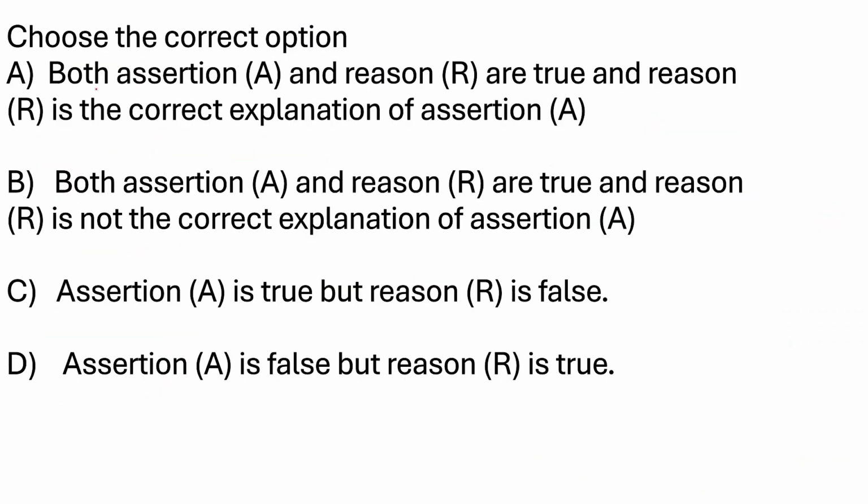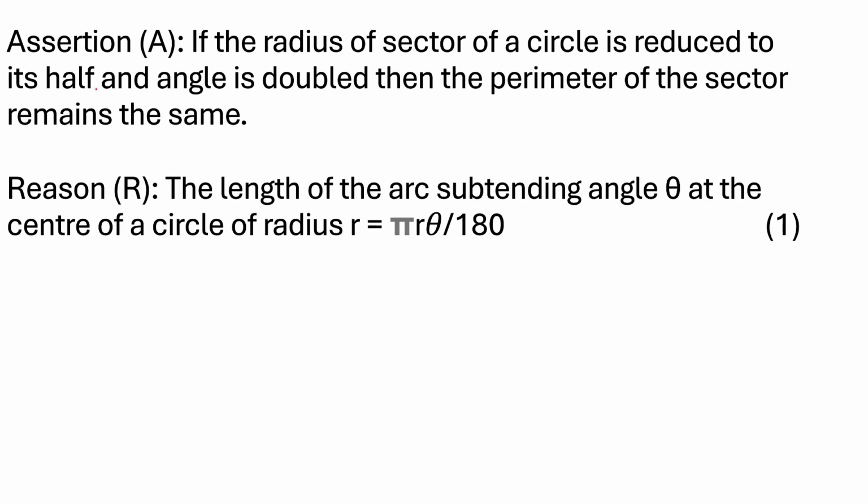Choose the correct option. So you know this instruction, right? Both assertion and reason are true and reason R is the correct explanation of assertion A. Both assertion and reason are true and reason R is not the correct explanation of assertion A. Assertion is true but reason is false. Assertion is false but reason is true. You have to select it for this question.